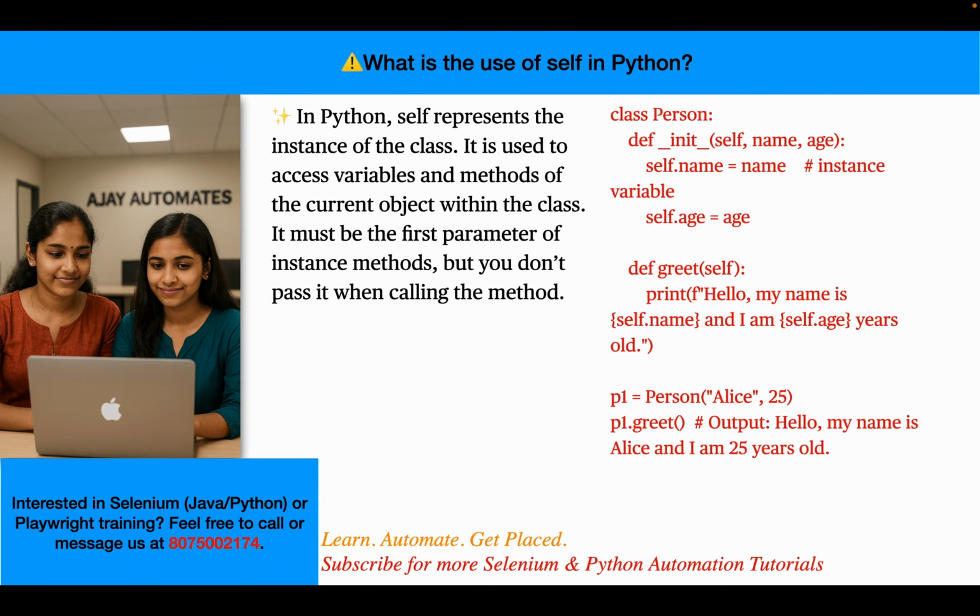What is the use of self in Python? Self represents the instance of a class. In Python, self is used to represent an instance of a class. It is used to access variables and methods of the current object within the class. This is the purpose of self in Python.